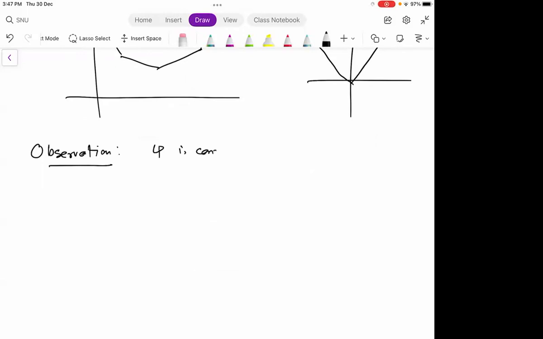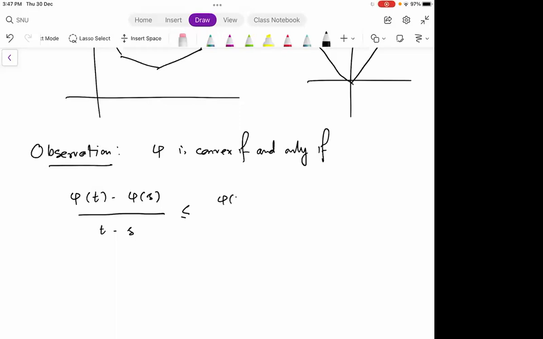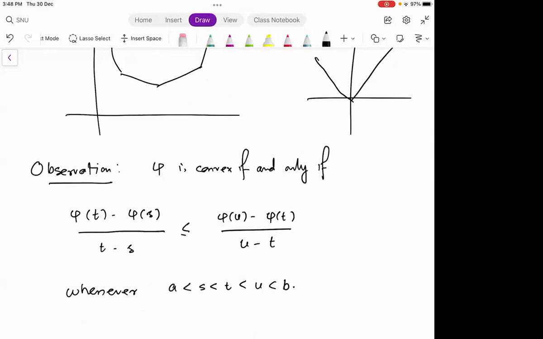Phi is convex if and only if... maybe I should have motivated this a little bit. Look at this ratio on the screen now.